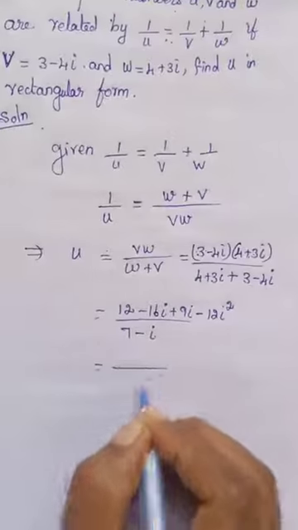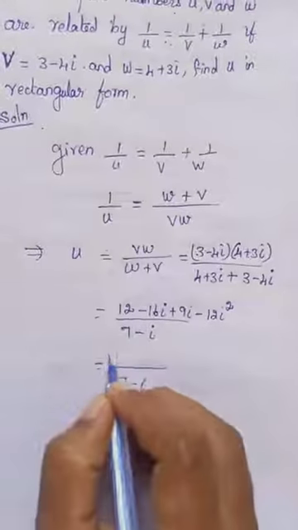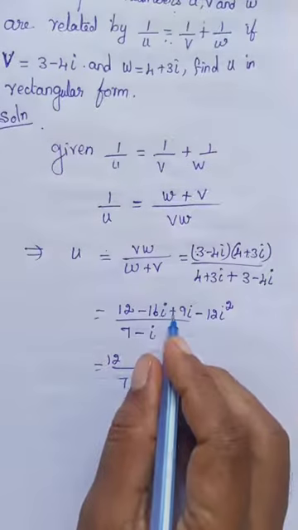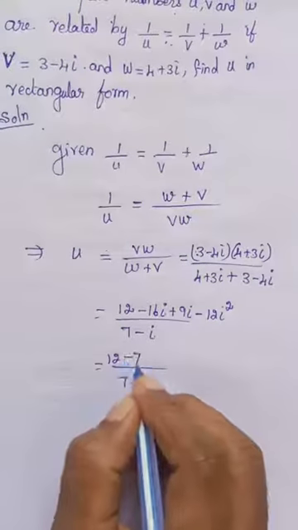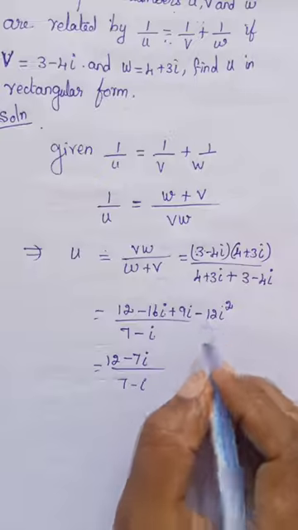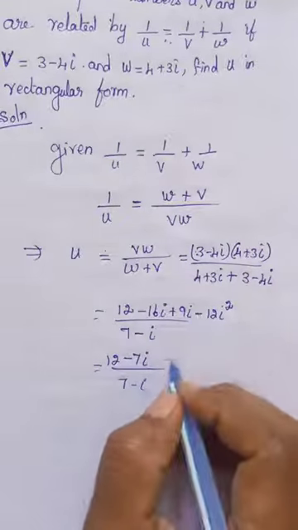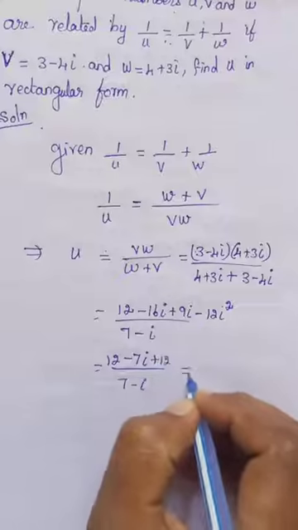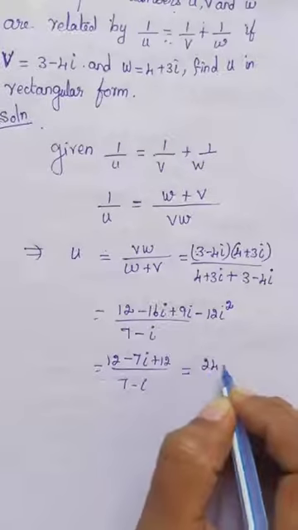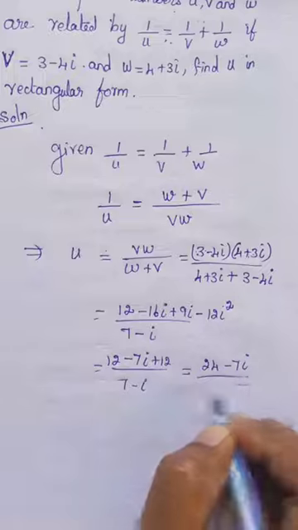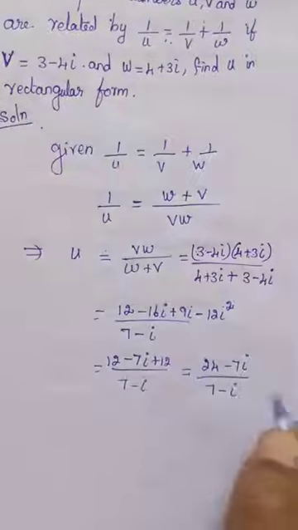So here, this is 7 minus i, 12 minus 16i plus 9i. That is minus 7i. This i square, we know the value of i square is minus 1. So it will become plus 12. That is 12 plus 12, 24 minus 7i by 7 minus i.